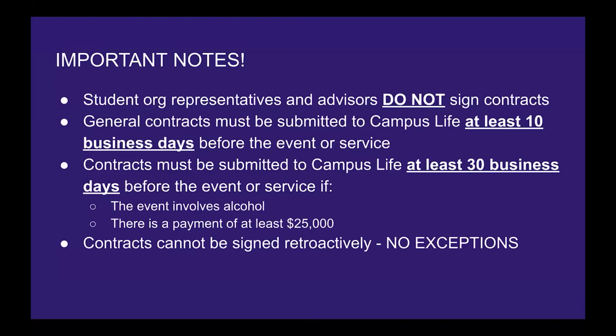Contracts cannot be signed retroactively, meaning a contract will never be signed when the date of the service has already passed. So, if, for example, you're renting equipment from a company and submit the contract after the date of the event when the equipment is used, that contract won't be signed and that vendor will not be paid using university funds. There are no exceptions to this rule, so please ensure you are following our process in order to properly pay the second party.